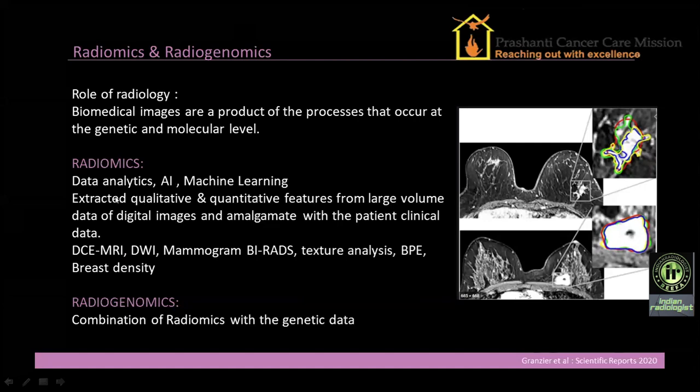What we can now do is extract a large amount of qualitative and quantitative features from a large volume of digital images and amalgamate it with the patient clinical data. Now, what are these features that we extract? It could be the BI-RADS morphological features, various aspects of the tumor kinetics, and things like texture analysis of the tumor. This is done by various processes like histogram analysis, ROI identification, segmentation, etc. So when the information from radiomics is combined with the genetic data, that is what we call radiogenomics.